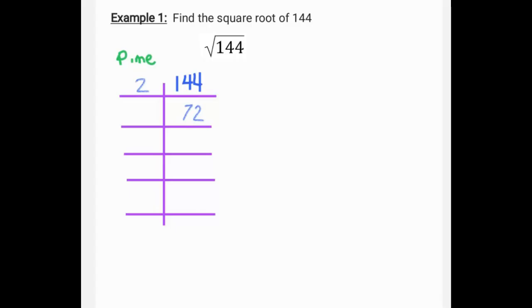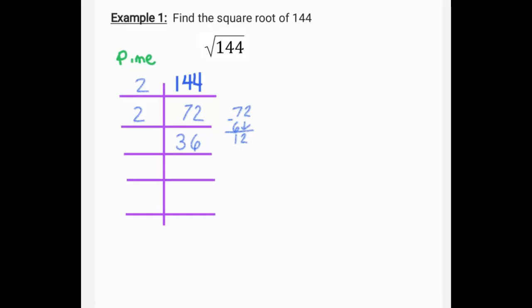Is 72 a prime number? It is not, so we have to do another round of division. We can start with a 2. 2 goes into 7 3 times, and you may want to do the math on the side right here, but that gives us a 6, and 7 minus 6 gives us a 1, so we have this 12. So 2 goes into 12 6 times, and then is 36 a prime number? It is not. So we have to do another round of division.